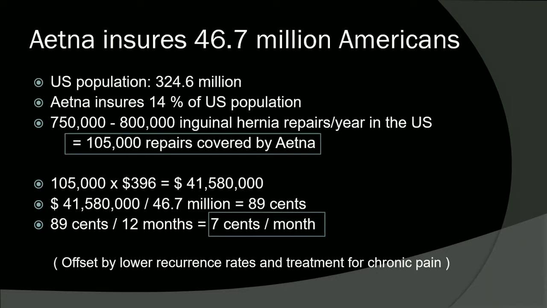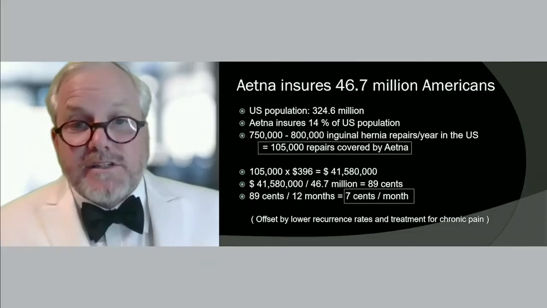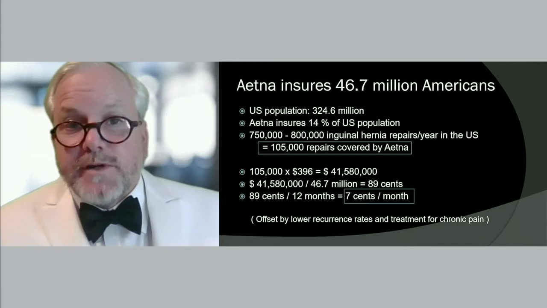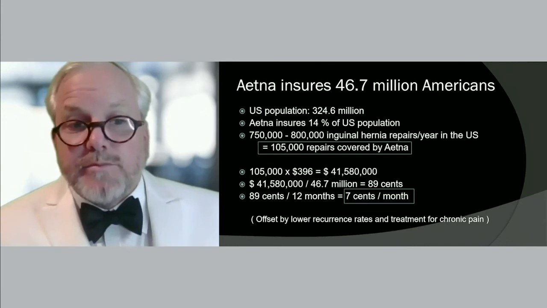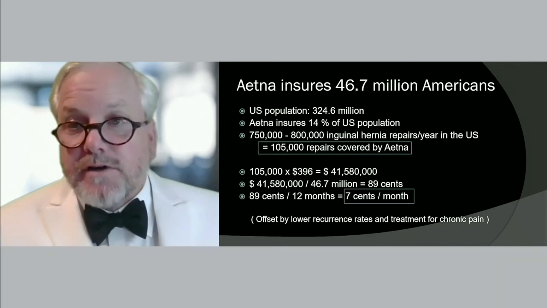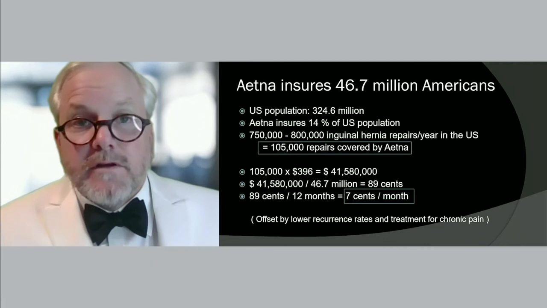So if you take that and you times it by the $396, whatever that number is for amortization, it's about $42 million they'd have to pay extra to have these things done robotically. And you're like, wow, that seems like a lot. And so if you take that number and then you divide it by the 46.75 million people that Aetna insures, it's about 89 cents per person, or about 7 cents a month per person to do the best repair I think I can do for 105,000 people. And this is not including the offset cost of lower recurrence rates and chronic pain rates versus an open repair.